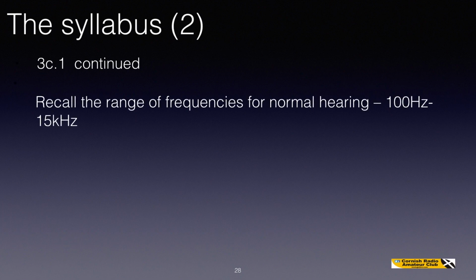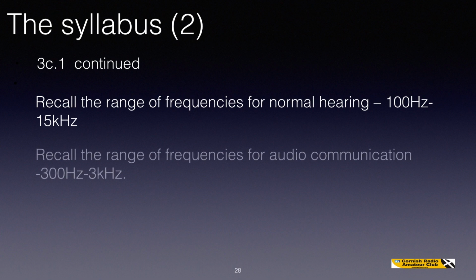So recall the range of frequencies for normal hearing, 100 Hz to 15 kHz. Now you'll need to remember that, 100 Hz, 15 kHz. Some people are able to hear higher frequencies, particularly when they're young, and lower frequencies. In this slideshow, I produced signals of 200 Hz and 10 kHz, just to give you a rough feel of what the frequencies might sound like.